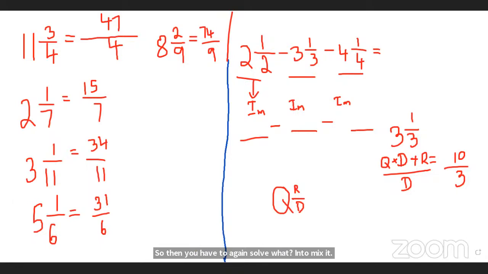So Diksha, is this your final answer? Then you have to convert this minus 61 by 12 as a mixed fraction. You have to go for another step. If these answers are your final improper fraction, convert them again into mixed fraction.